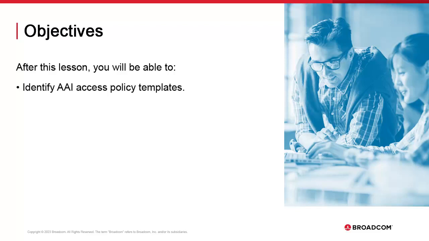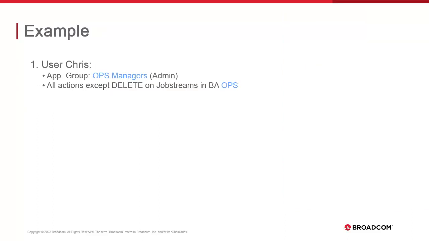We'll look at the Jobstream template policies, clone 2 of them, and configure a simple security system. Then we'll test with both eEM and AAI tools. We're using a user called Chris. Chris is part of an AAI application user group called Ops Managers. He manages a specific group of job streams categorized in the business area Ops.